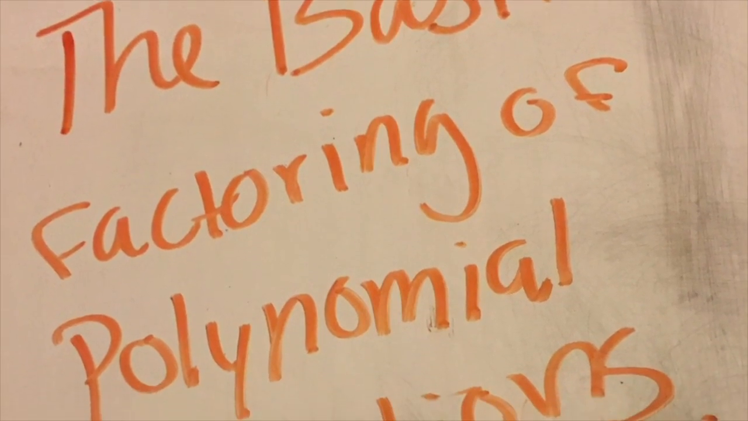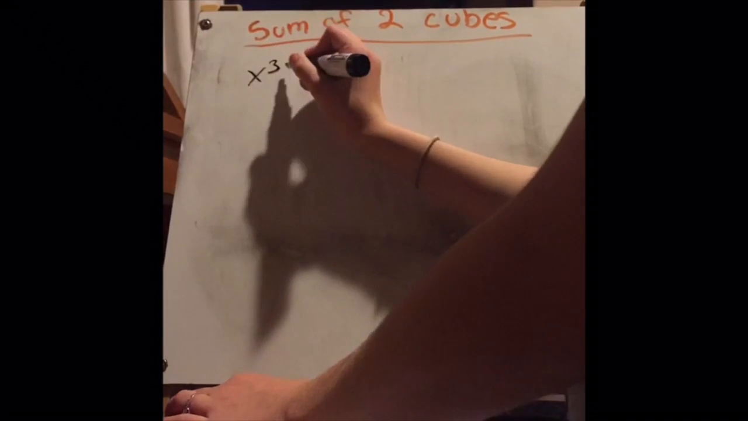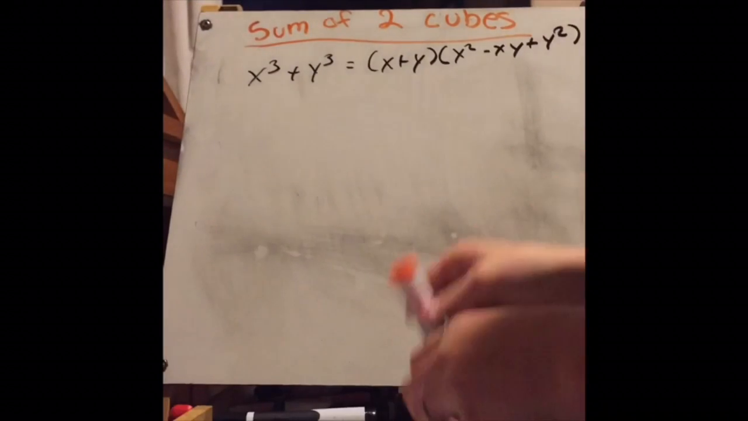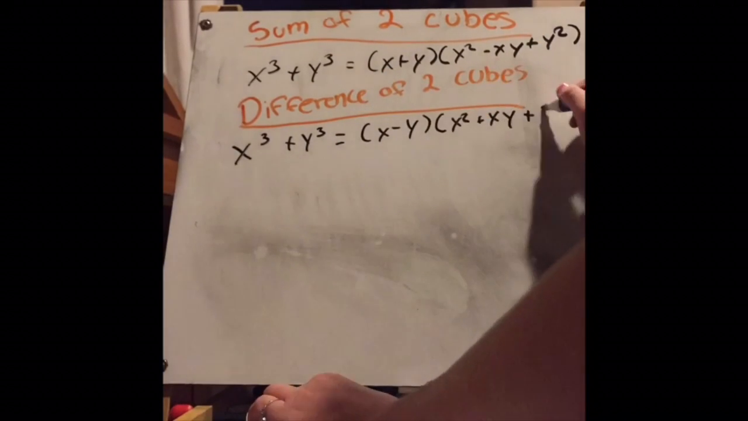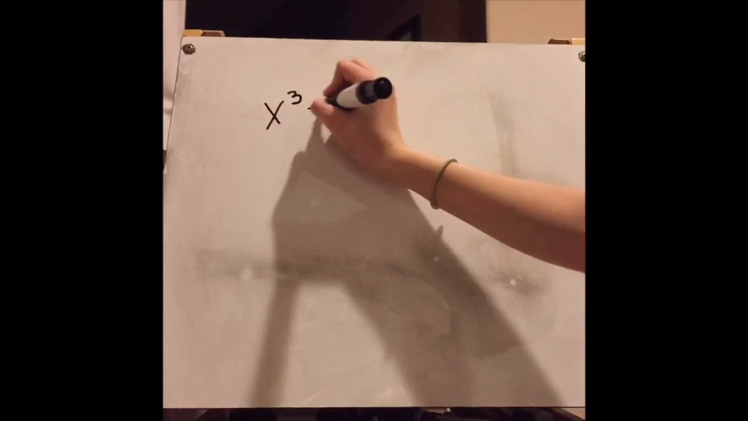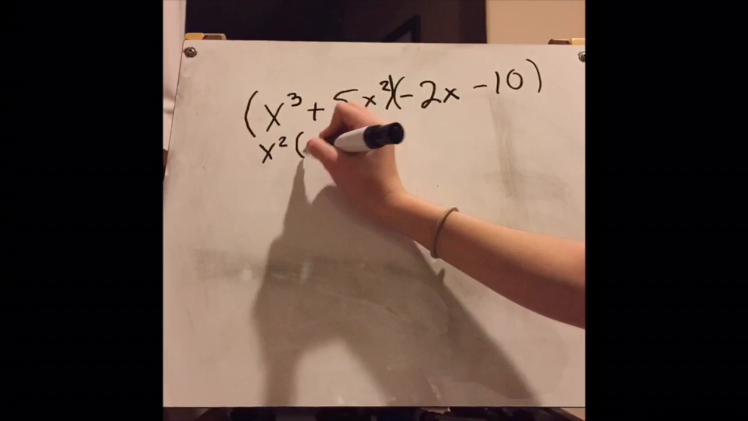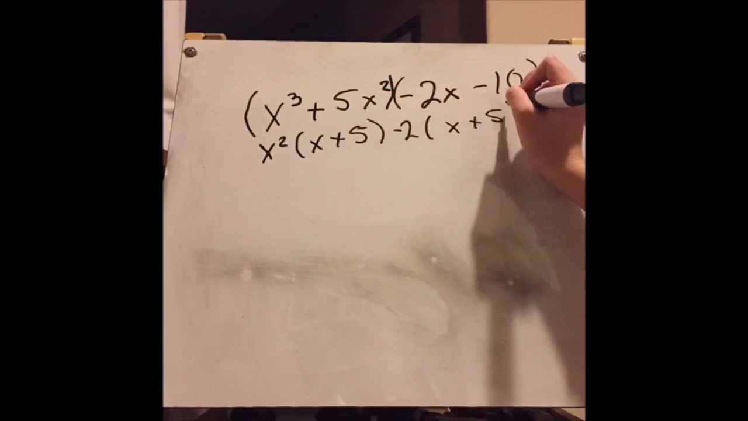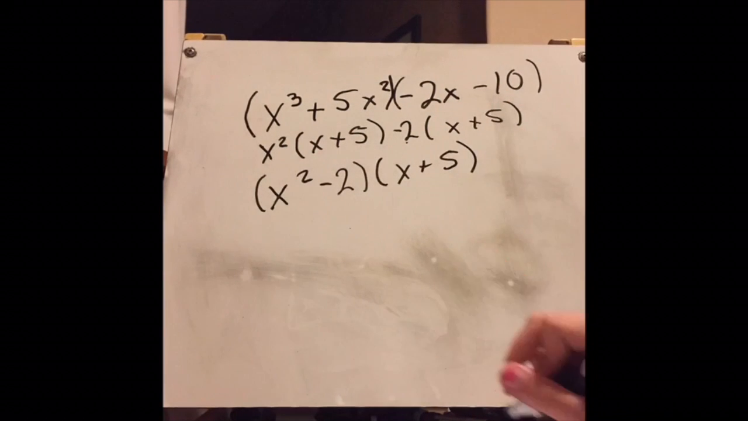The basic factoring of polynomial equations. There's the sum of two cubes, represented by this equation, and the difference of two cubes, represented by this equation. To factor by grouping, first you would separate the equation into two, then take out the greatest common factor. You then put together the x squared and the negative 2 into one side and x plus 5 in the other, and it is factored.